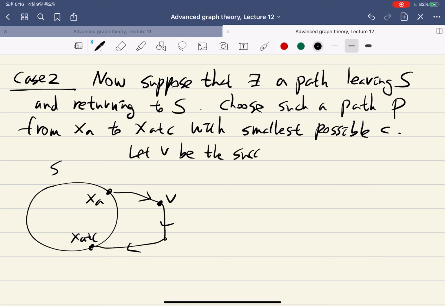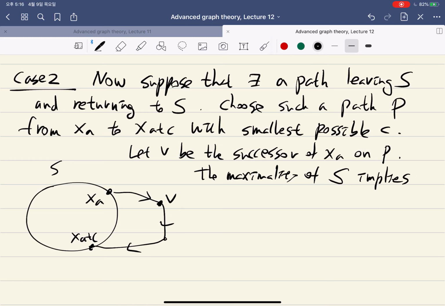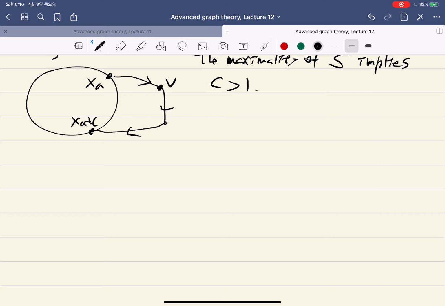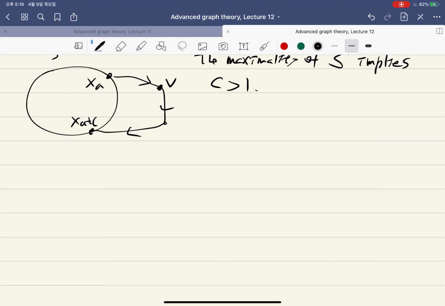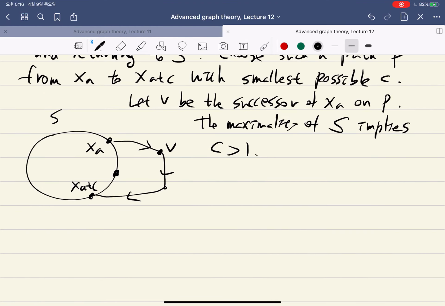Let B be the successor of x_a on P. Then the maximality of S implies that c is bigger than 1. Because if c is 1, then this path together with this yields a longer cycle. So there is at least one vertex between x_a and x_{a+c}. Actually, there are many vertices, more than the length of this path minus 1, many.